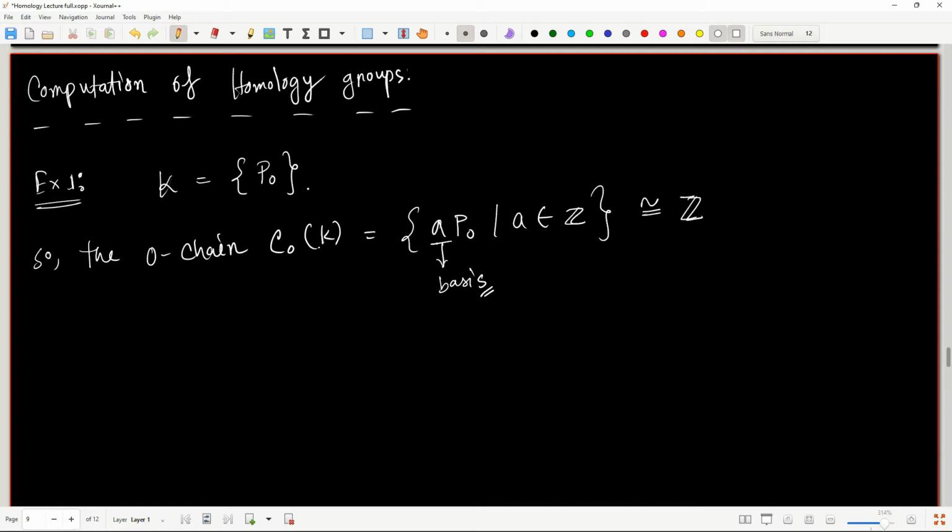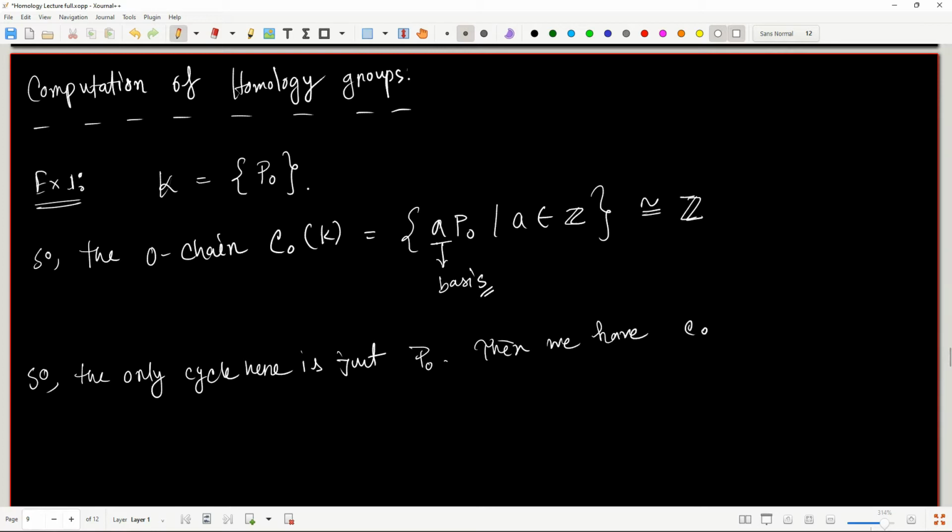Okay, so now since we only have one element over here, we say that the only cycle is a zero cycle, which is just our P0. So the only cycle here is just P0. Okay, we have C0 of k is equal to Z0 of k.